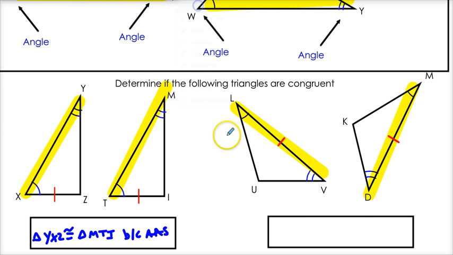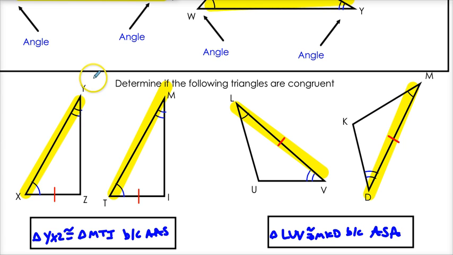So in this case, we're going to say that they are congruent this time. I do have enough information, but this is angle, side, angle. So triangle LUV is congruent to triangle MKD, because this is angle, side, angle.